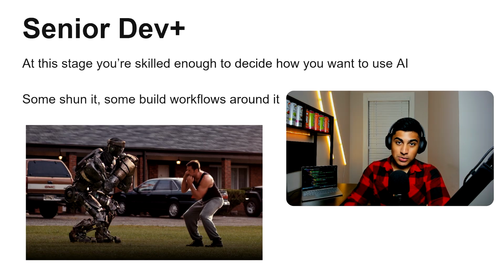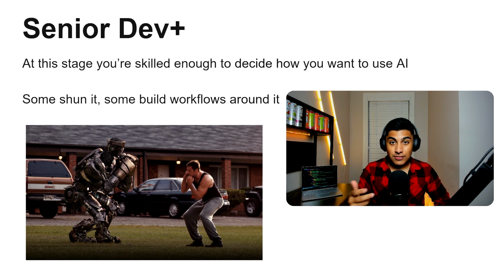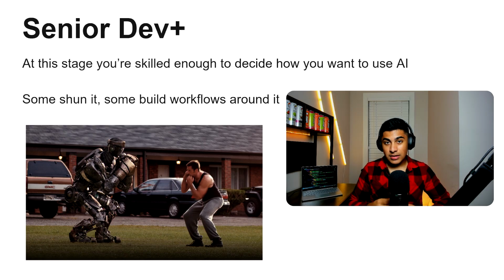For senior developers, and I put a plus there because senior isn't the highest level. It can go into architect and stuff. But at this stage, you're smart enough and you're well-versed in coding to make your own conclusion on if you want to use AI or not. Some developers will shun it. Some will build entire workflows around it. It is entirely up to you. As a senior developer, you can make your own decision based on your own experience.